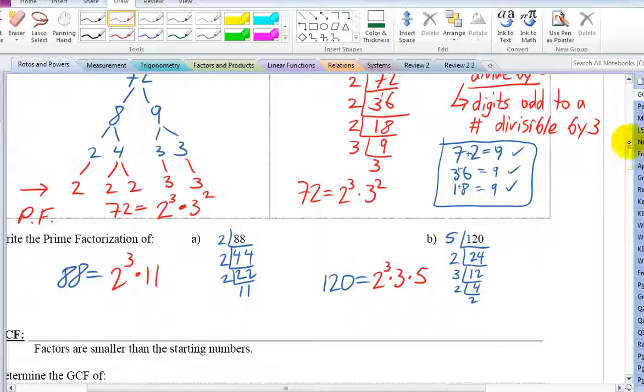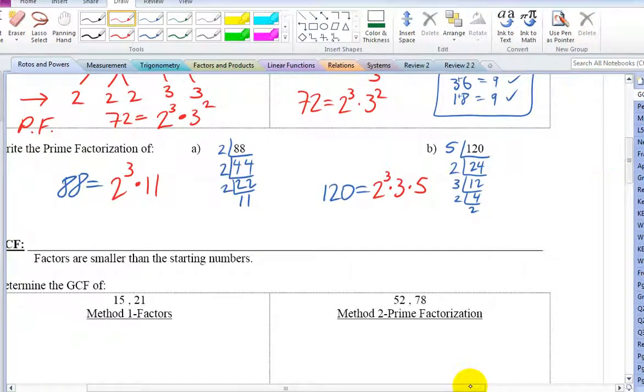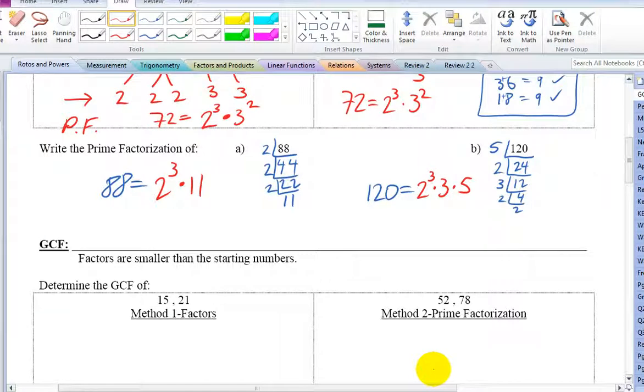Okay, so what we're going to do now is start combining this together to find our GCF. The GCF stands for the greatest common factor, and you've probably seen that before. And I know you've used that because you need to use that to reduce fractions.